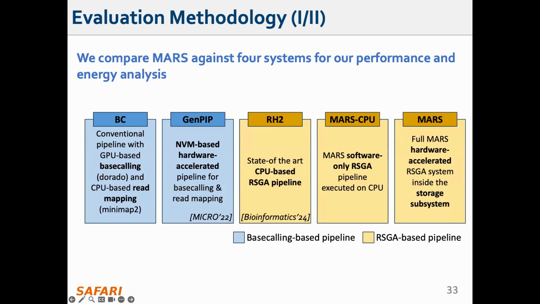We then also compare our design against 2 RSGA-based genome analysis pipelines. The first one is RowHash2, that's the state-of-the-art CPU-based RSGA pipeline. And then our own software pipeline, also executed on the CPU, as a comparison point to see how much influence the hardware acceleration has.